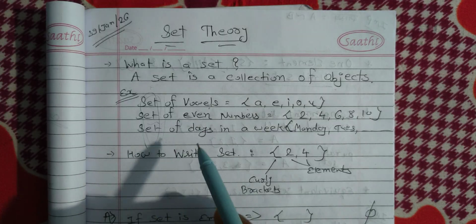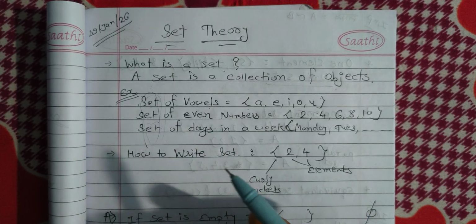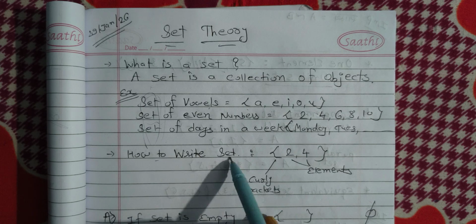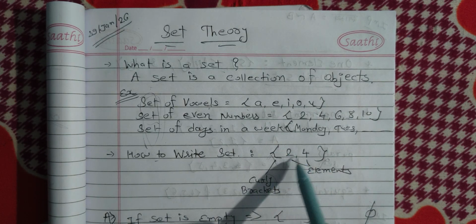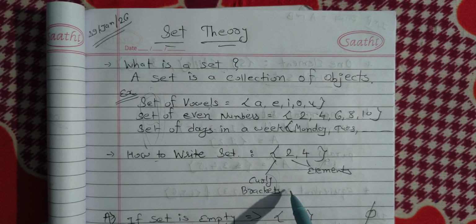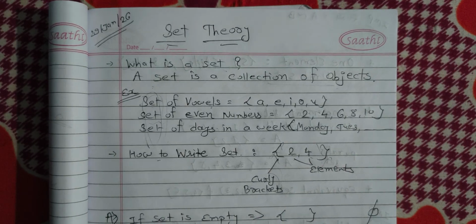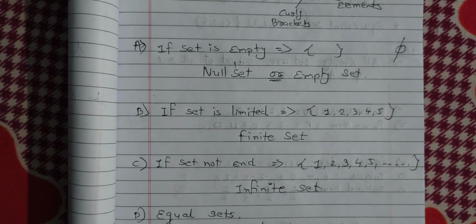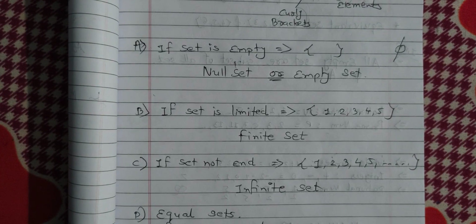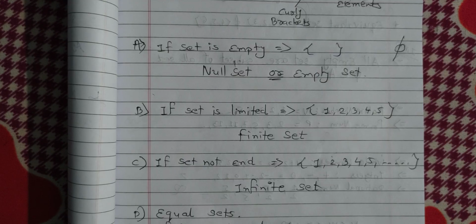Okay, and how can we define a set? How would we know that it is a set? How to write a set? These curly brackets mean this is a set, and these are its elements. 2 and 4 are elements. Easy. Next, there will be a lot of things but it will be all easy. You just have to remember those.